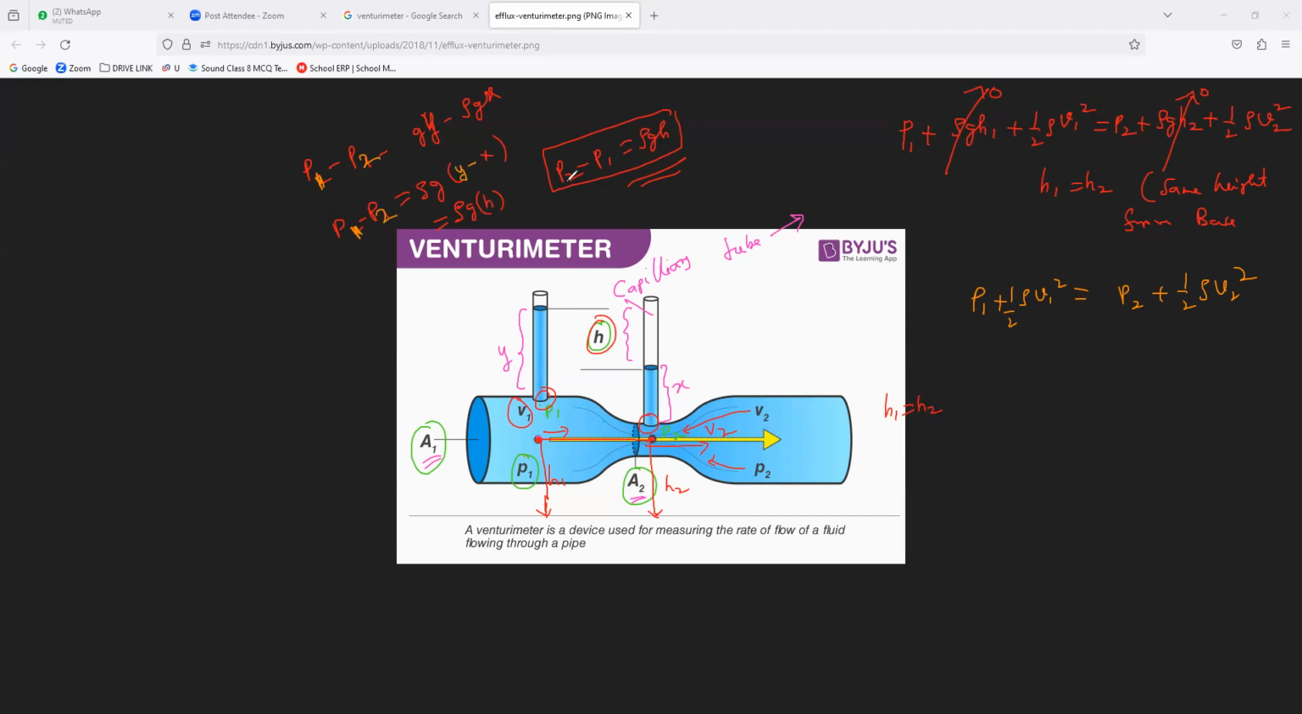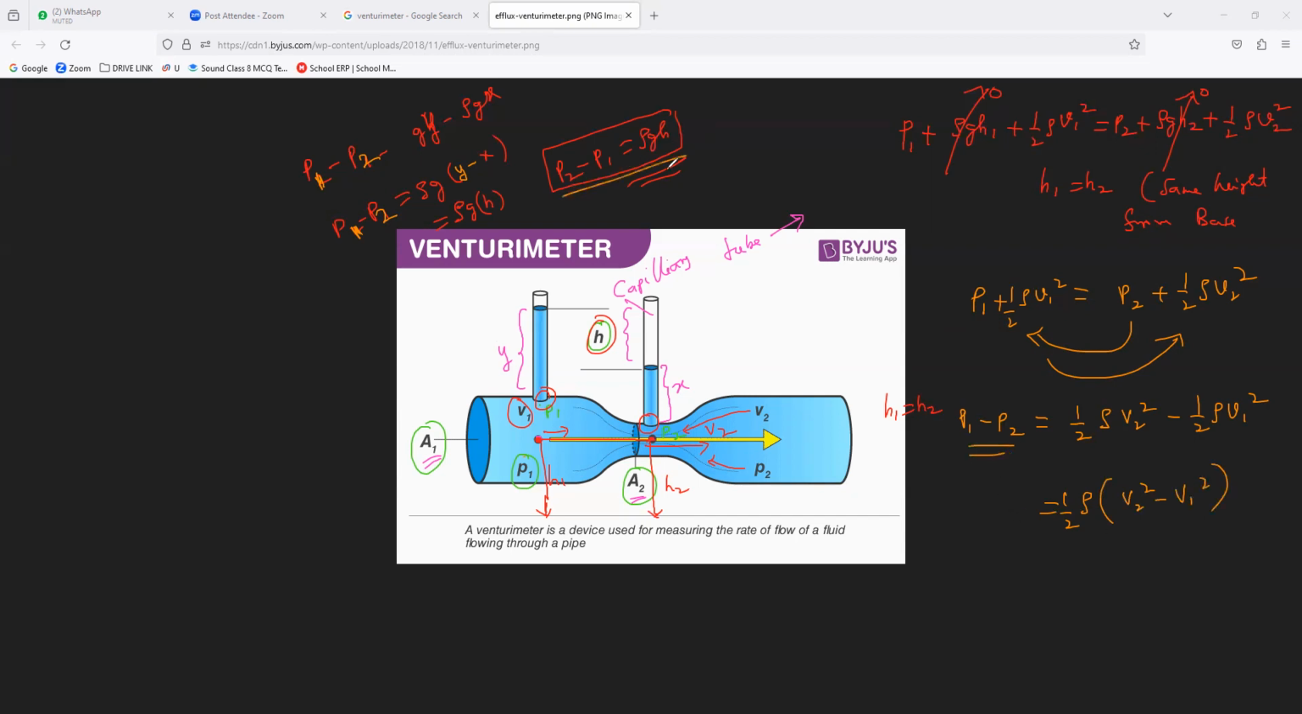So y minus x rho gh. Okay, Rudresh. So now P1 minus P2. So P2 will come here, it will go here. So what is the equation that will come? Anybody? P1 minus P2 is equal to half rho V2 square minus half rho V1 square. Now both rho and half are common. So half rho into V2 square minus V1 square, which is equal to P2 minus P1.